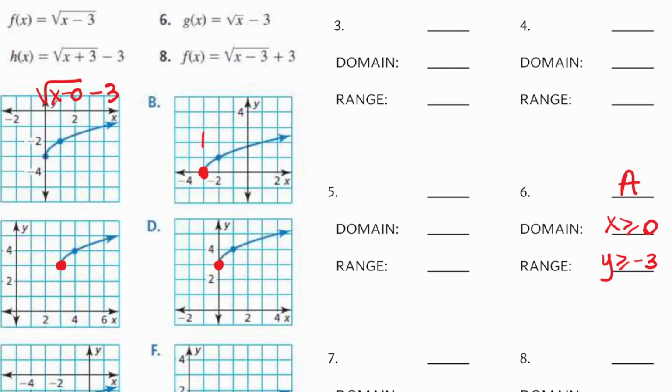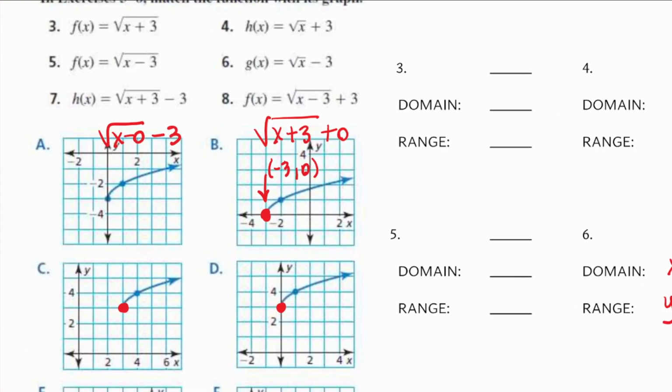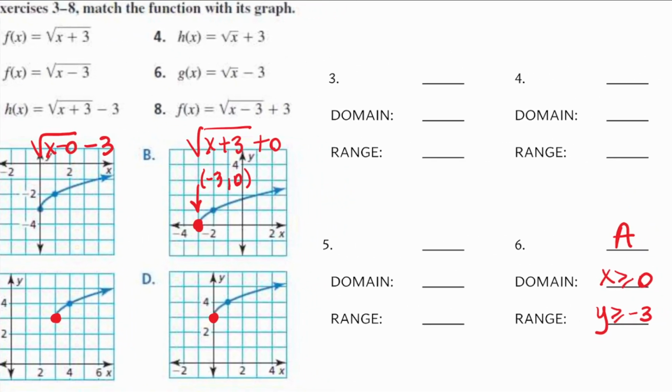For B, I'm at x equals negative 3, y equals 0, so I'm looking for the square root of x minus negative 3 plus 0. That's number 3, so it'll be B. The domain is x is greater than or equal to negative 3, and the range is y is greater than or equal to 0.